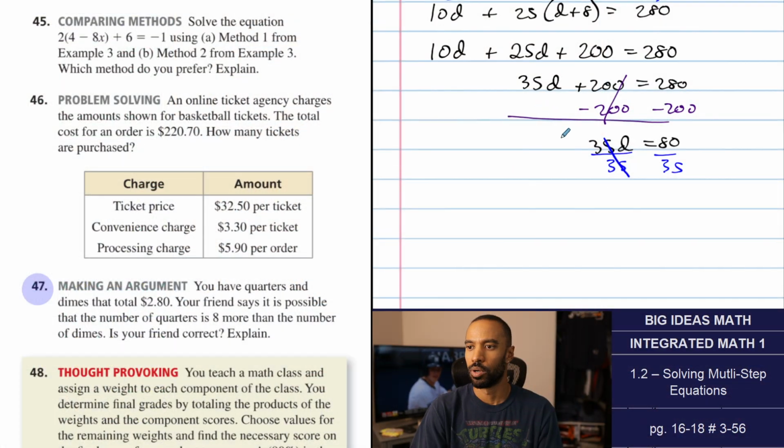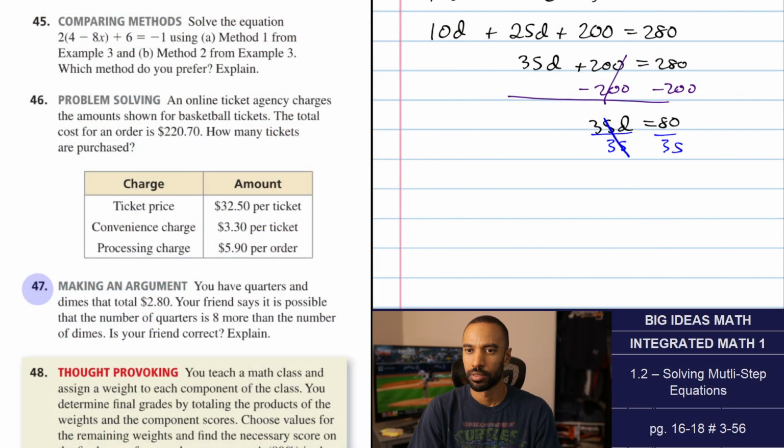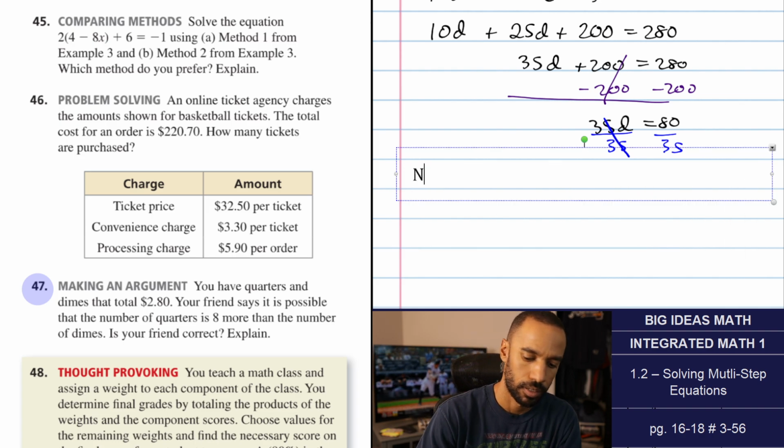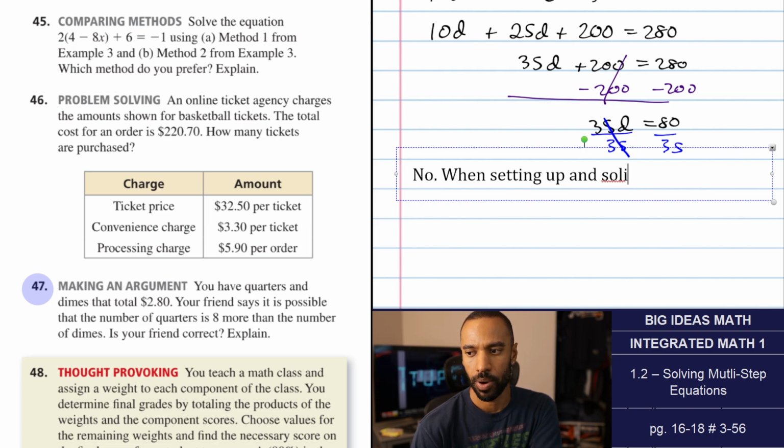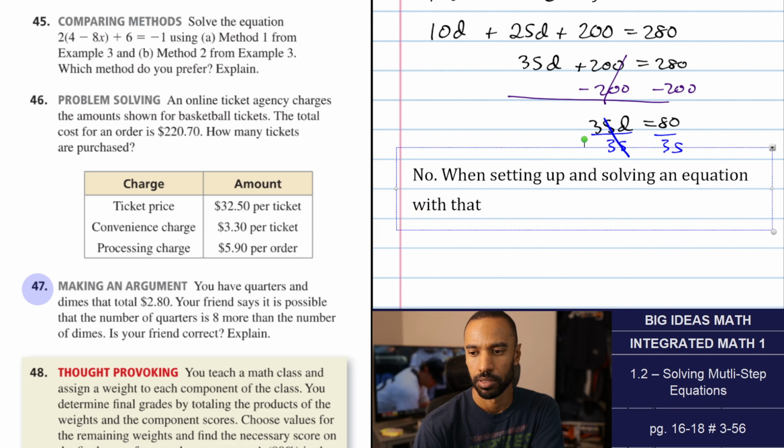Because it's not an integer value, I'm guessing that doesn't work out for its value as a whole, right? So you couldn't have 8 more quarters than dimes because that scenario doesn't work. The dimes are not a whole number. So no, you cannot have this amount. When setting up and solving an equation with that scenario, the number of dimes is not a whole number.